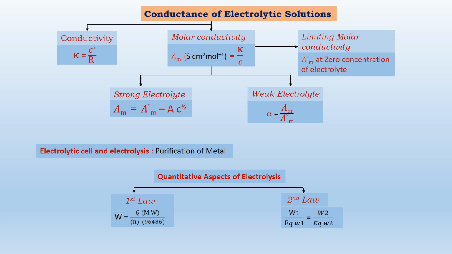And the second law: the different substances liberated by the same quantity of electricity are directly proportional to their chemical equivalent weights, right? W1 by E1, that is the equivalent weight, is equal to W2 by the equivalent weight of the other metal ion.